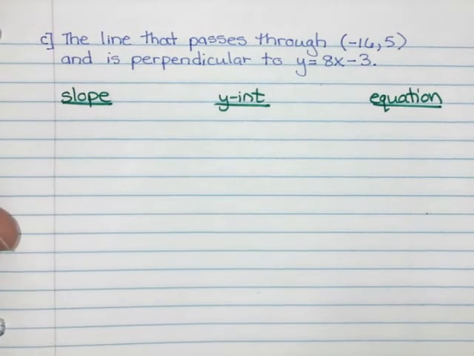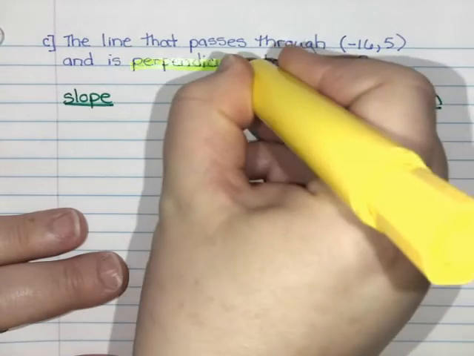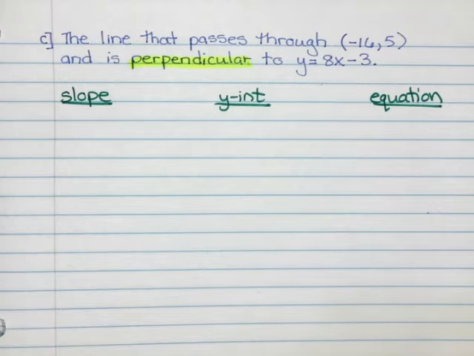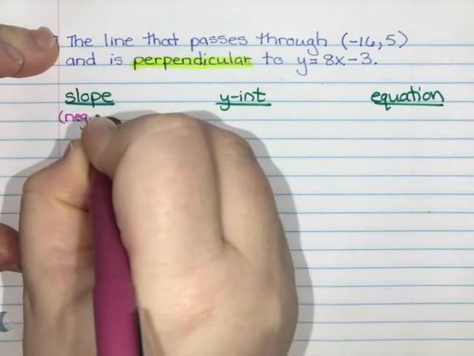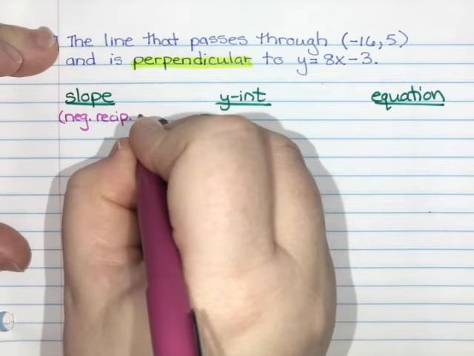When I read through the question, they did not explicitly tell me what the slope was. They did not say, the slope is this. But I do see the word perpendicular, and the word perpendicular is secret code for slope. When lines are perpendicular, they don't have the same slope, but they do have negative reciprocal slopes. Negative reciprocal means you change the sign and you flip over the fraction.